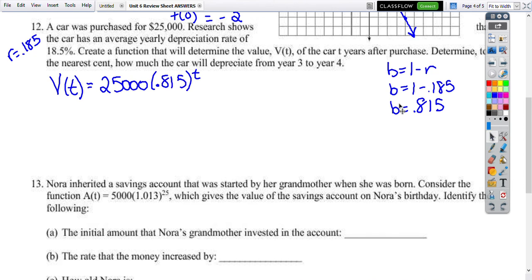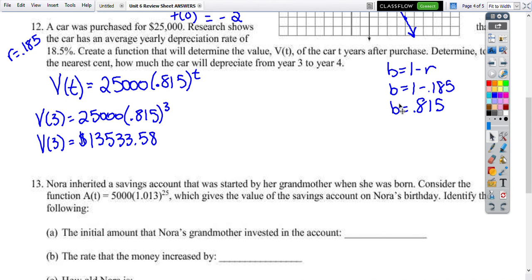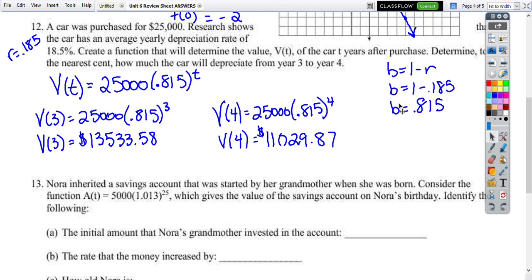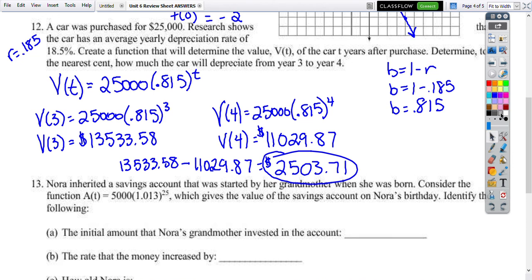So I plug that in, take my calculator. I'm going to plug in 3 first and evaluate and get $13,533.58. And then plug in 4 and evaluate and get $11,029.87. And then I'm just going to subtract. And I get an answer of $2,503.71.